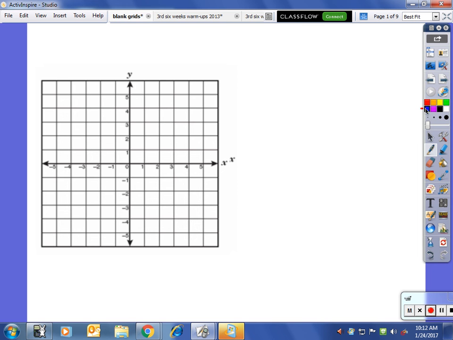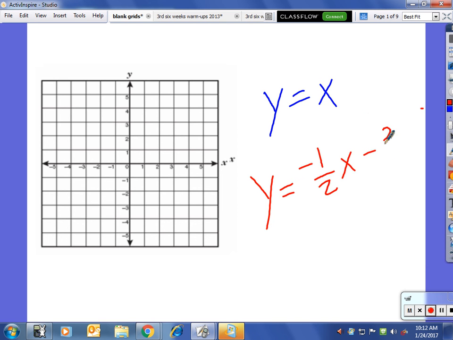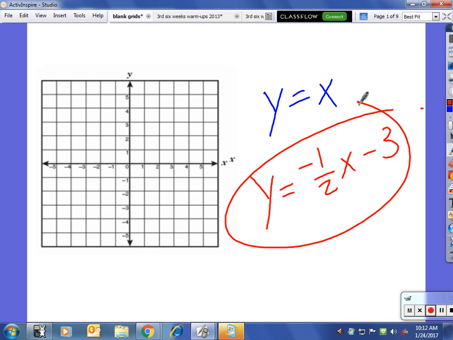Okay, I want you to compare this to the parent function, y equals x, and here comes the problem. It's a real problem. Y equals negative 1/2 x minus 3. How is that line going to change compared to the parent? It's going to go down instead of up. It's going to get flat instead of a nice slope of 1, and the whole line shifts down 3 spaces.